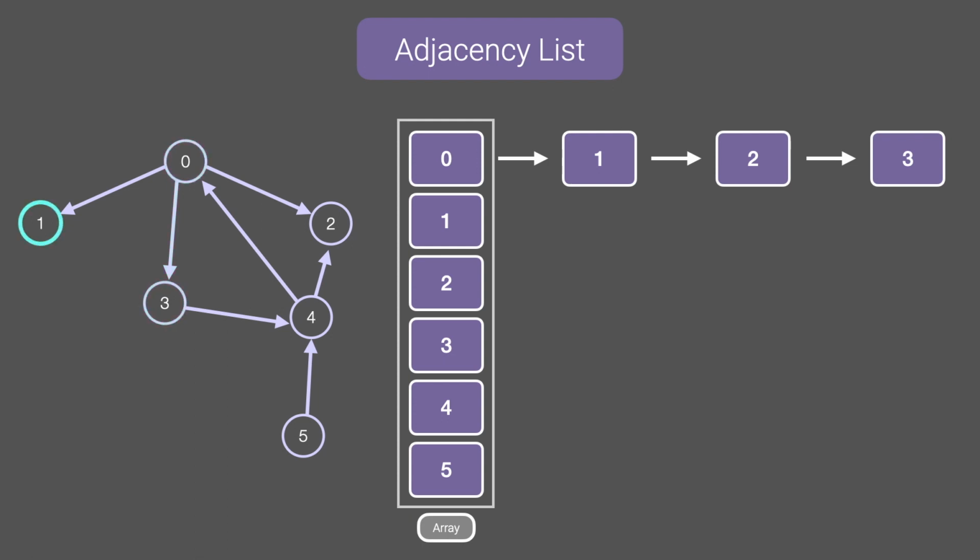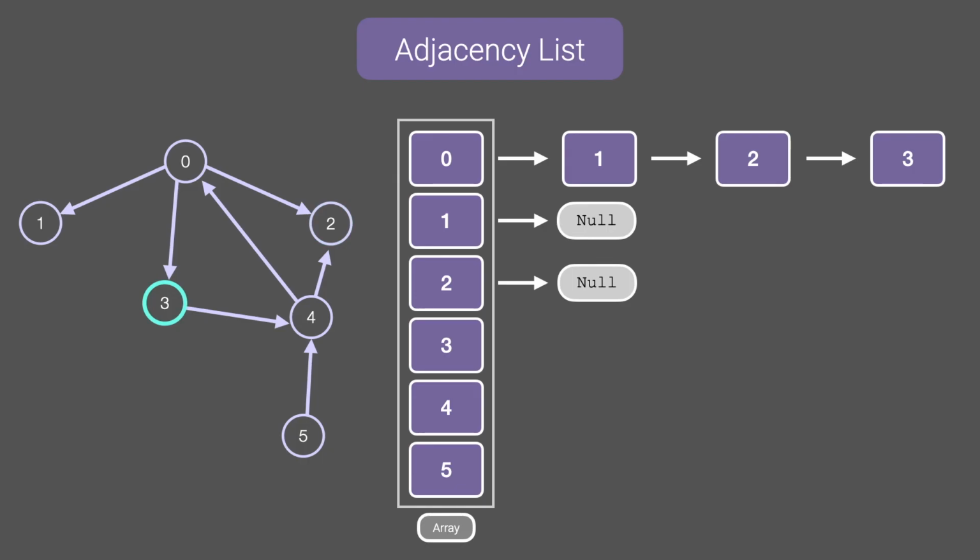Now, since there are no more outgoing edges, we'll move on to the next vertex, which is 1. Since vertex 1 has no outgoing edges, we'll simply reference null or none. Now, we move on to vertex 2. And again, because vertex 2 has no outgoing edges, we'll again reference null.